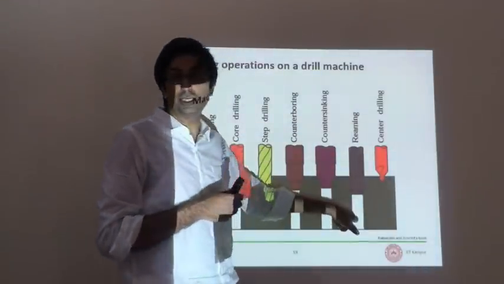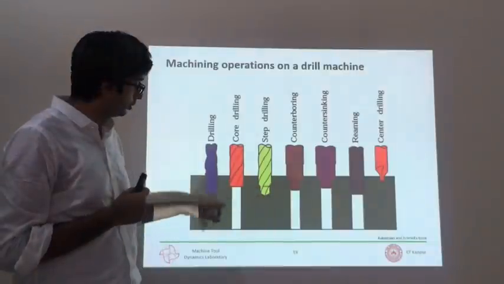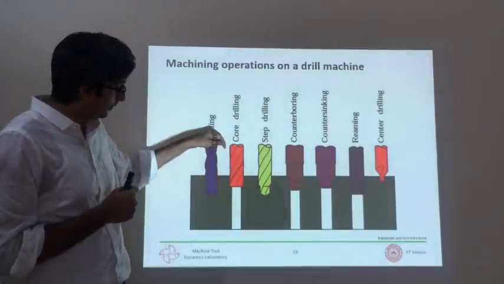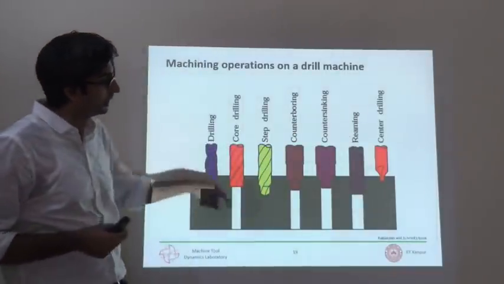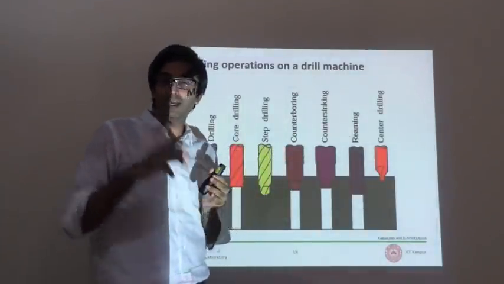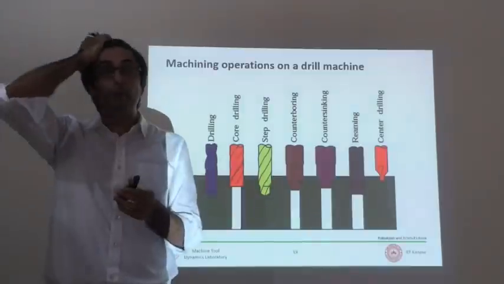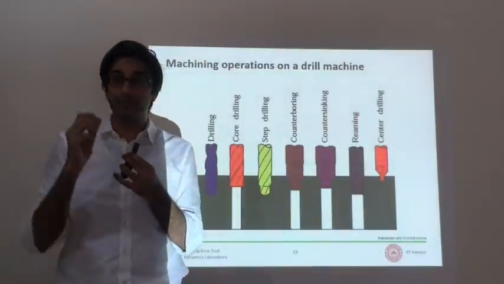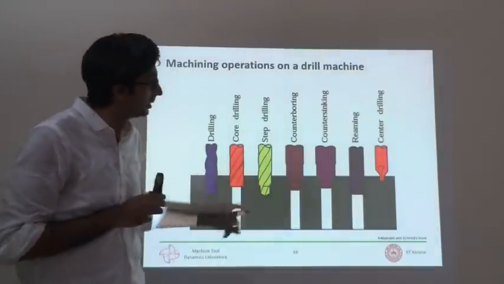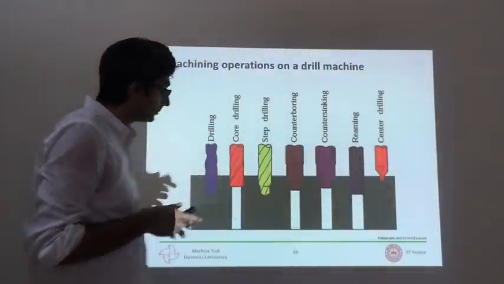Reaming is a finishing drilling operation. So you normally center drill first, then you drill, and then you ream. Reaming is a very small material removal. It is like boring and turning, where you are finishing a bore which is already there by just enlarging it a little more. Reaming is like that.